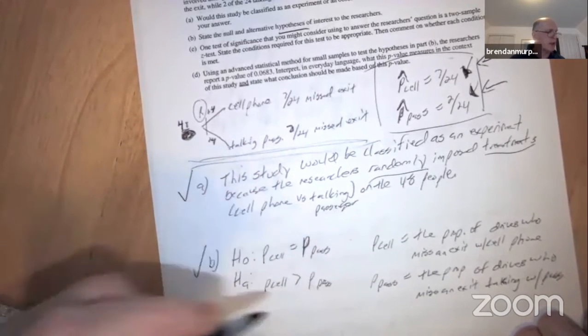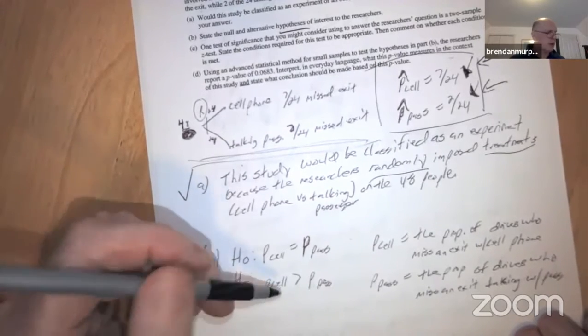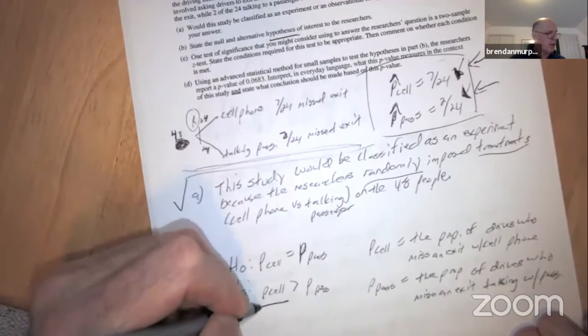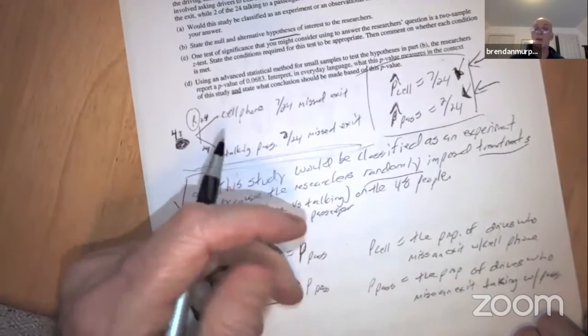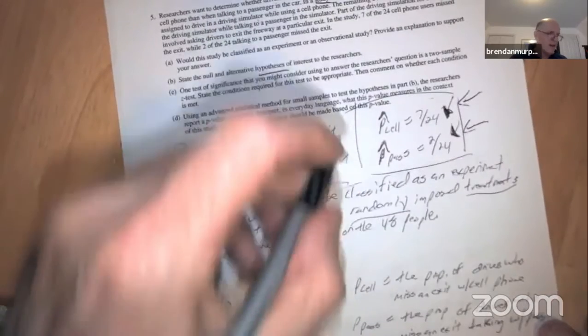I guess the researcher felt like perhaps those who use cell phones would be more distracted than those who didn't, or were just talking to passengers. That's sort of what my samples lead me to believe. But again, I'm in no position to talk about whether I reject or fail to reject. That's just my gut. And sometimes I'm wrong. We always want to define the parameters.